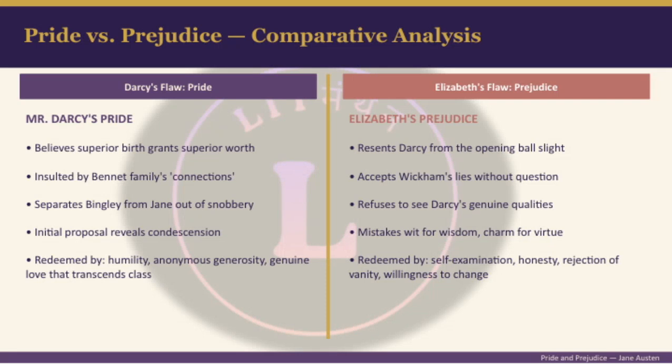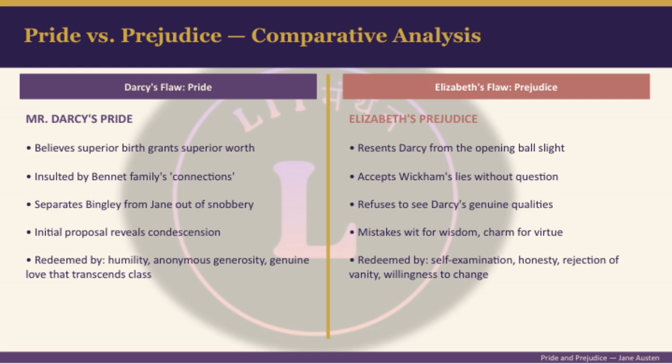Let's take a closer look at Elizabeth's prejudice. From the very first ball, she resents Darcy because of a slight he made, which clouds her judgment. She also accepts Wickham's dishonest stories without questioning their truth, which further distorts her view of Darcy. Elizabeth refuses to see Darcy's true qualities, focusing instead on superficial impressions. She often mistakes wit for wisdom and charm for virtue, which leads her to overlook his genuine character. However, her growth comes through self-examination, honesty, rejecting vanity, and her willingness to change.